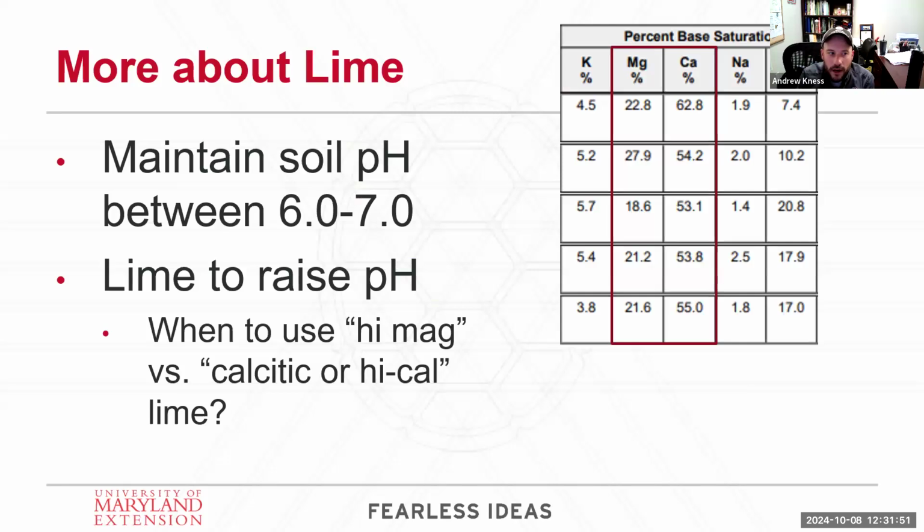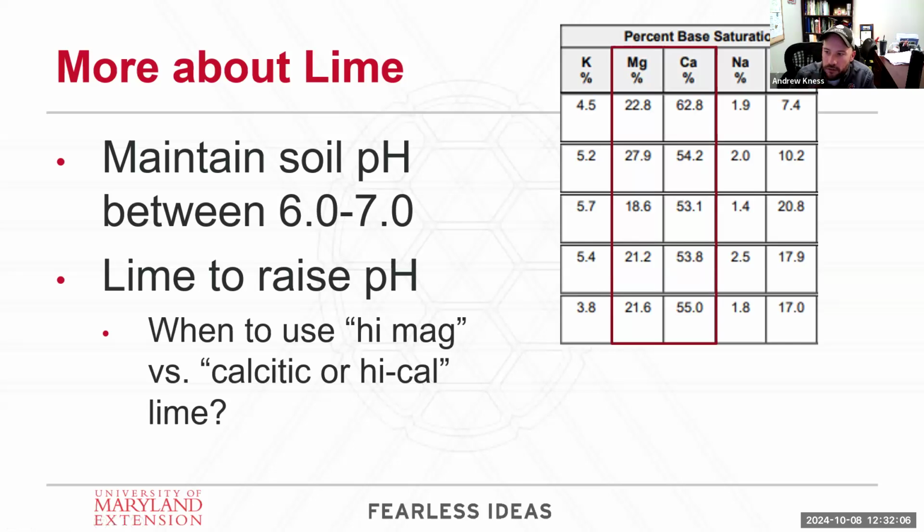So again, for most of our crops, you want to be between 6 and 7. Now that's not for all crops. There are some specialized plants that need to be at lower pHs, blueberries for example, but for most of our crops, you're going to have to be somewhere in between 6 and 7.